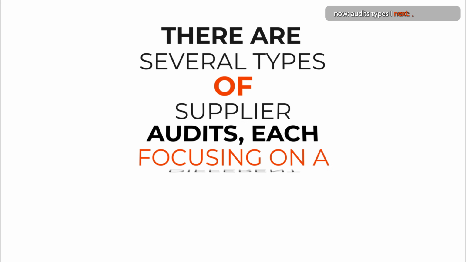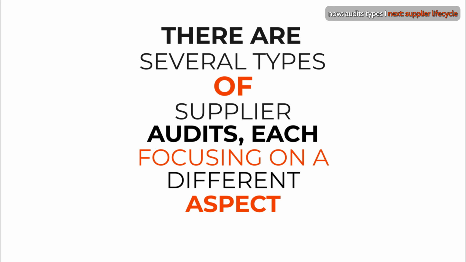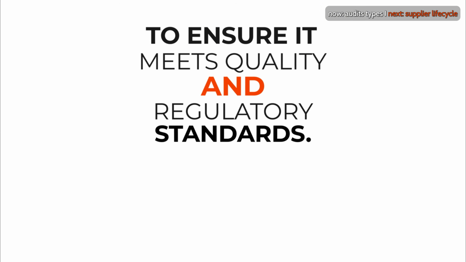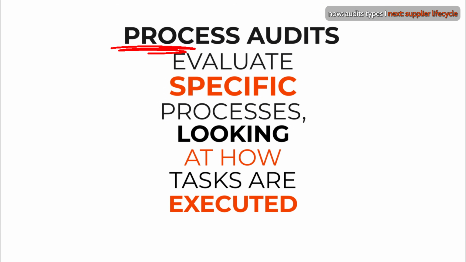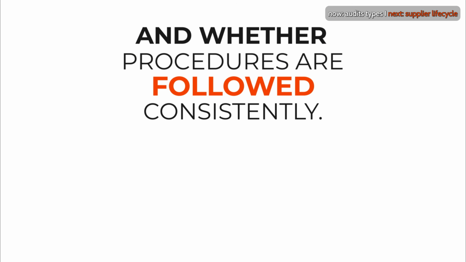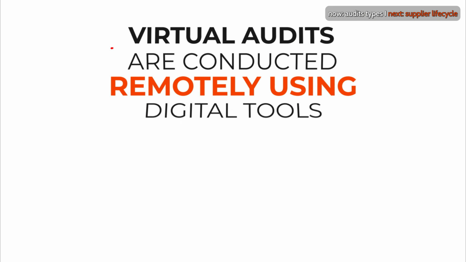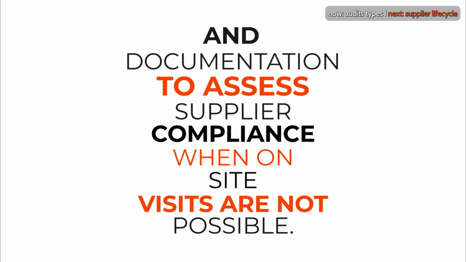There are several types of supplier audits, each focusing on a different aspect of supplier performance. System audits examine the overall management system to ensure it meets quality and regulatory standards. Process audits evaluate specific processes, looking at how tasks are executed and whether procedures are followed consistently. Product audits verify that the actual products meet specifications and quality requirements. Virtual audits are conducted remotely, using digital tools and documentation to assess supplier compliance when on-site visits are not possible.